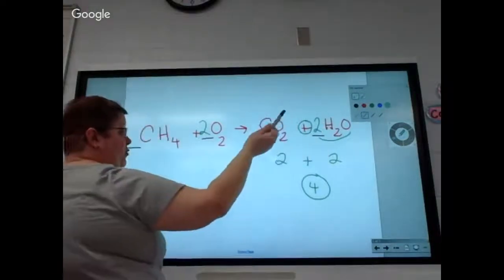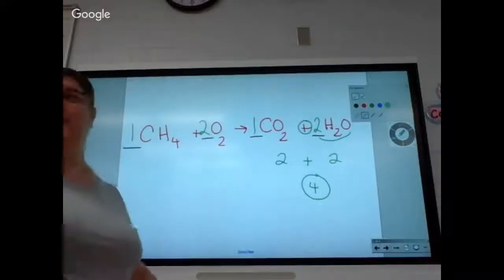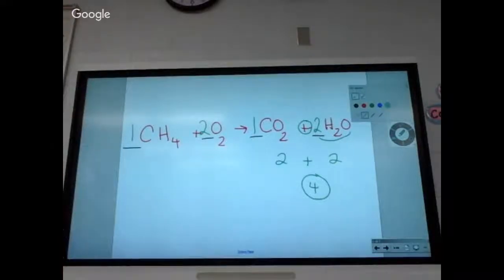So like in the last one, if you wanted to, you could write 1s there, or you can leave them blank. You don't have to write the 1s. Any questions about how to do that? Think you could try balancing some? Yes. Okay.